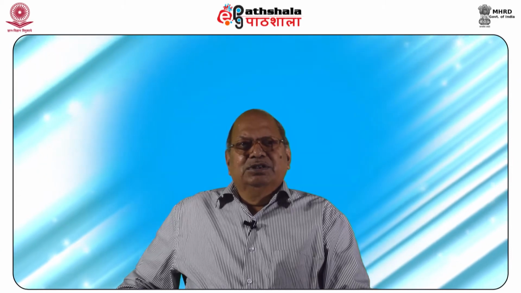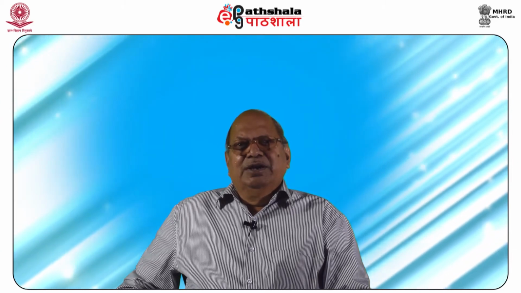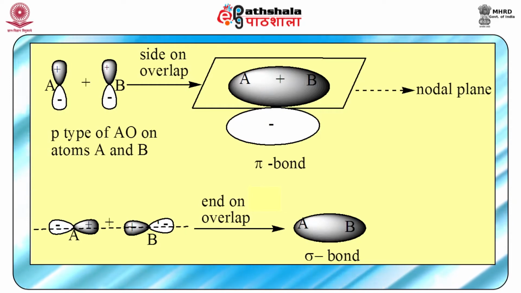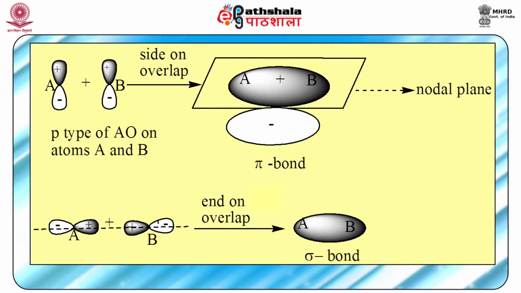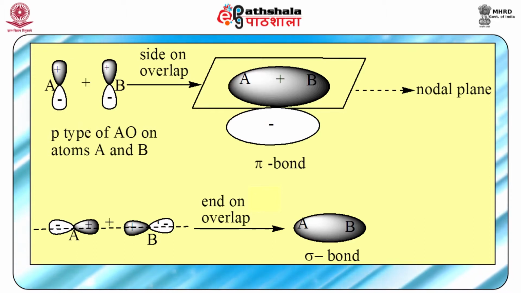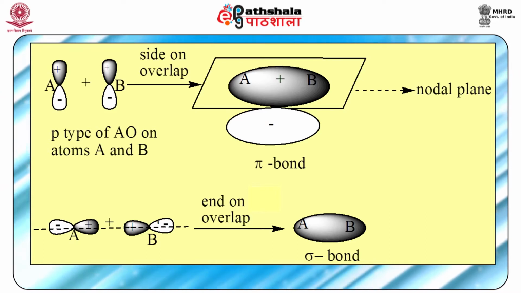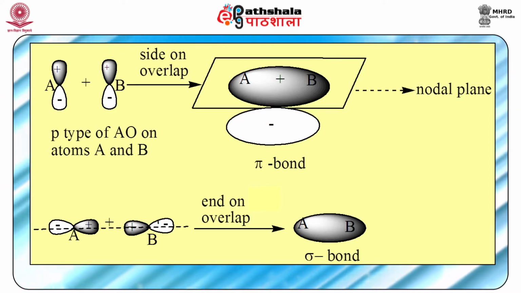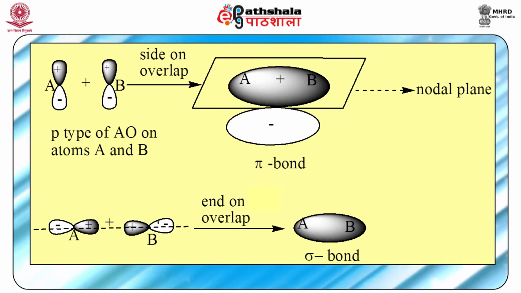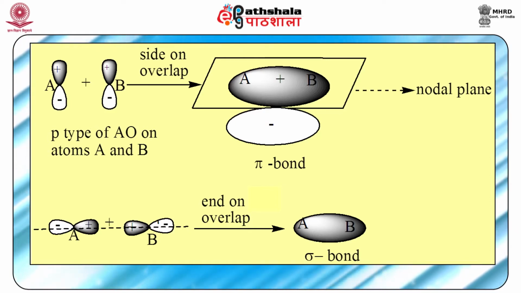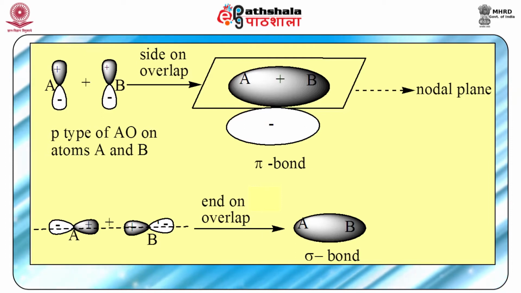Before discussing this, let us define sigma bonding and pi bonding in a molecule. For this, let us take the overlaps of two p orbitals. Number 1, side-on overlapping. Number 2, end-on overlapping. These types of overlapping are shown. Side-on overlapping gives me a molecular orbital with a nodal plane, that is a pi bond. End-on overlapping gives me a sigma bond, in which the electron density is in between the two combining atoms.